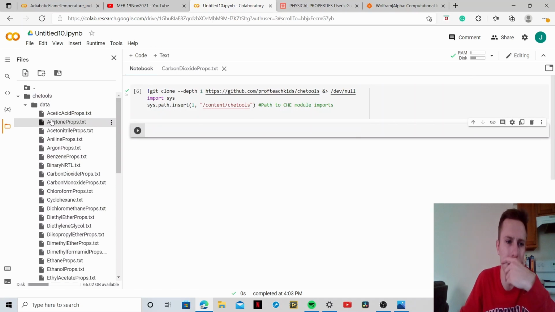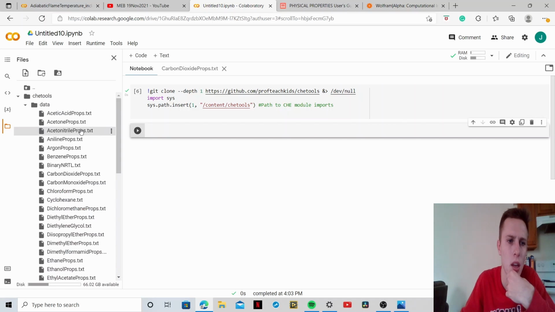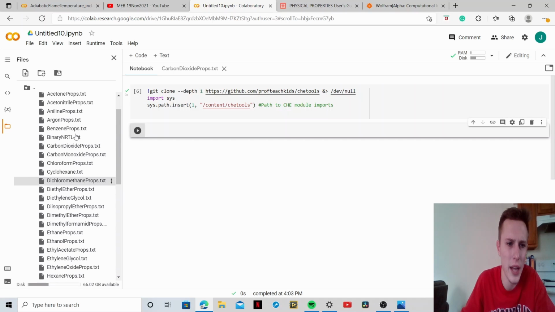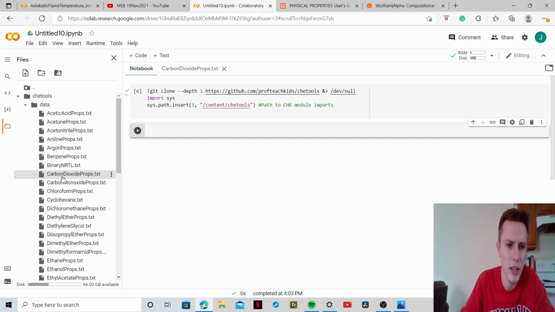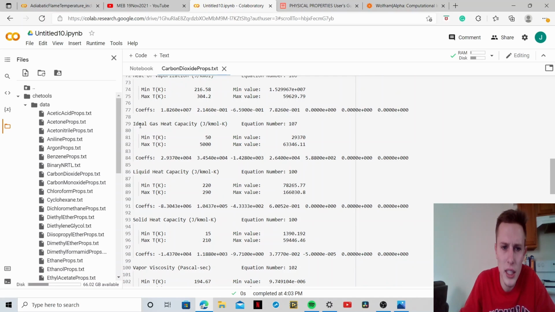If we go over here, we can actually see it under CHE Tools and Data. It pulls up a bunch of different chemical compounds. As you see here, we've got one of them we'll be using. We can look at, for instance, carbon dioxide. We can see, okay, we've got heat of vaporization, and we've got ideal gas heat capacity for one. And this is actually what we'll be using a lot today.